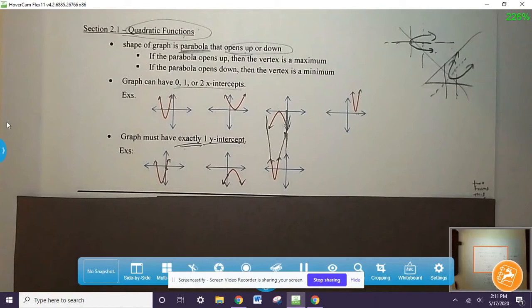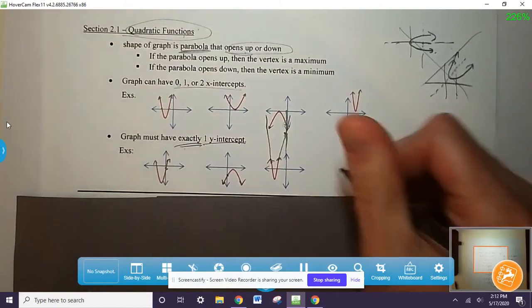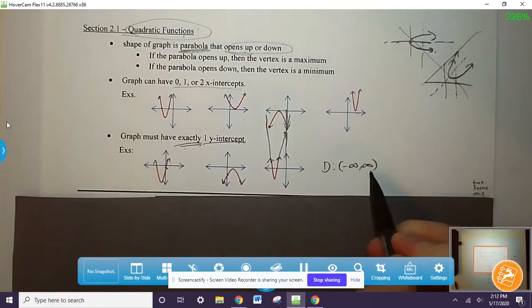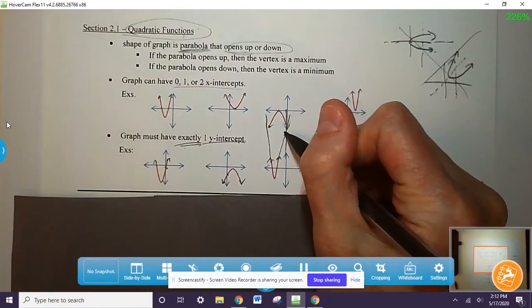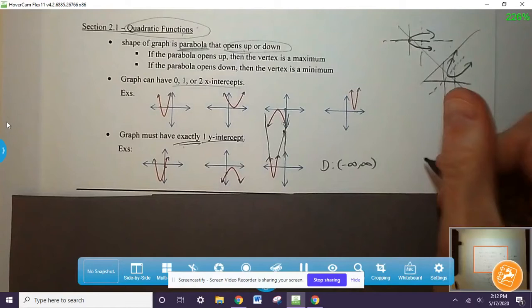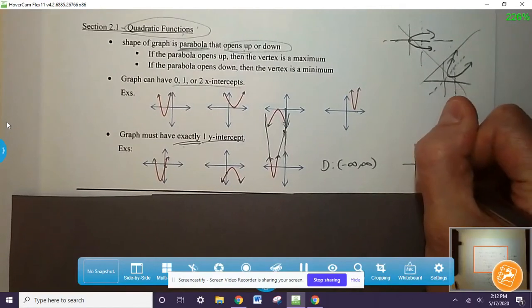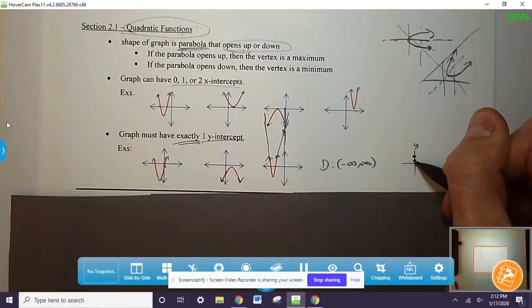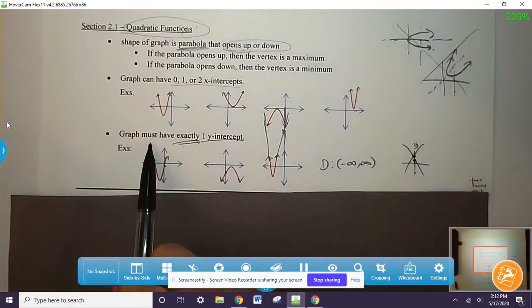And just to kind of remind you, because the domain for each of these is all real numbers, they go forever to the left and forever to the right, eventually you have to cross the y-axis. And you certainly can't have more than 1 y-intercept, because no matter what your graph looks like, if you have 2 points on the y-axis, you'd fail the vertical line test. So all of the graphs for quadratic functions will have exactly 1 y-intercept.